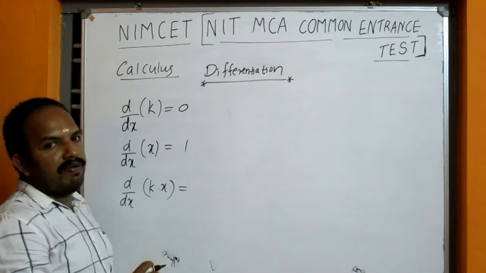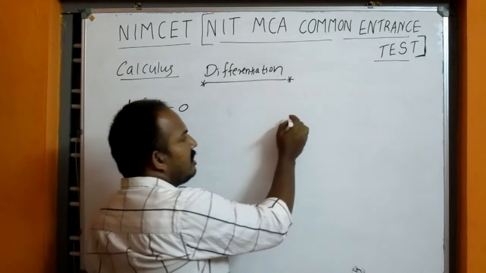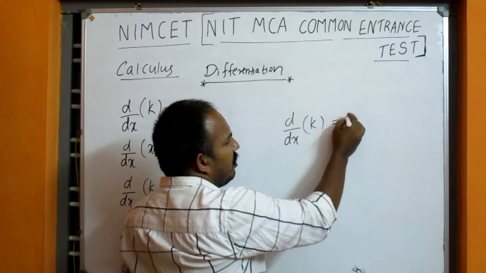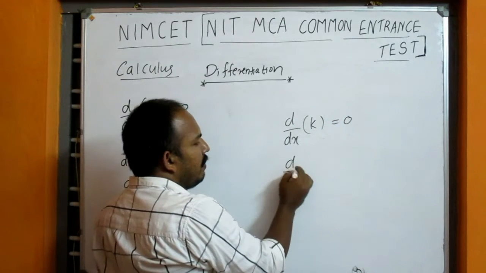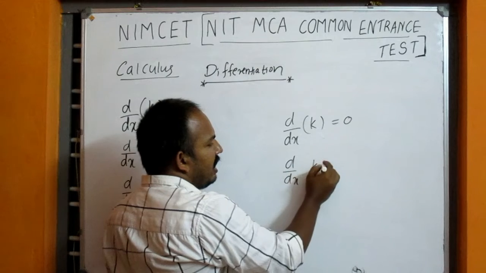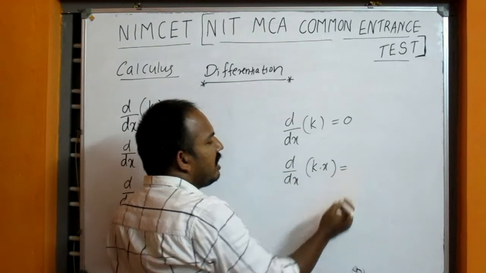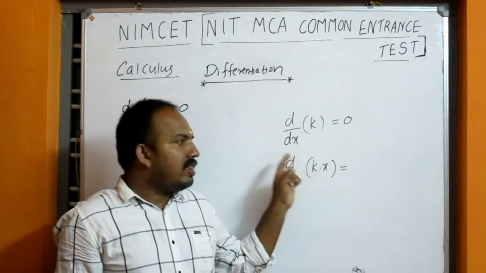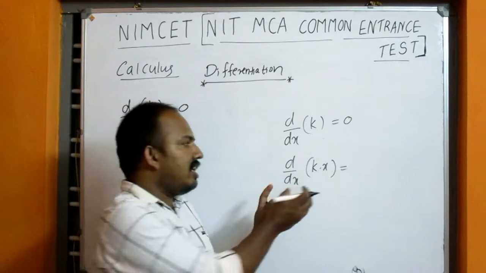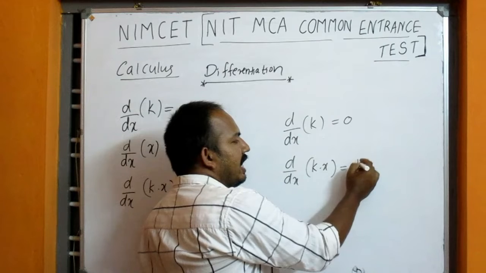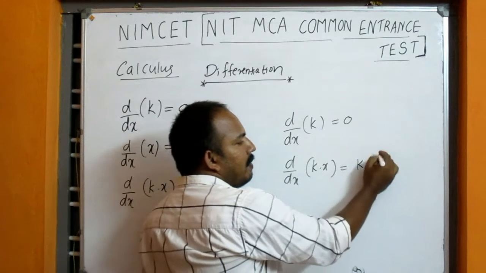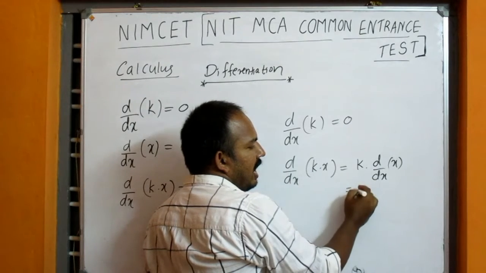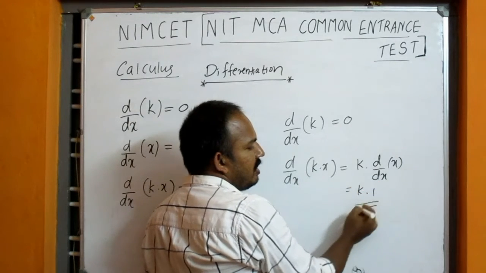So there is a confusion. First I said d by dx of k is 0. But d by dx of kx means this is a function which includes x. For this type of question we just take the constant k outside, into d by dx of x. Therefore k into the derivative of x, which is 1.